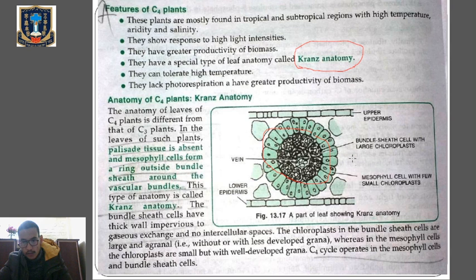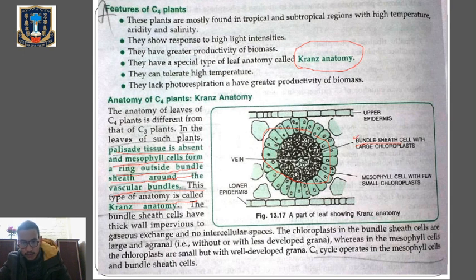Outside we will find the ring of mesophyll cells, and inside we will find the bundle sheath cells along with the vascular bundles, that means the xylem and phloem. So in such plants palisade tissue is absent and mesophyll cells form a ring outside the bundle sheath around the vascular bundle, and this type of anatomy is called Kranz anatomy. Here we have seen that this particular ring is mainly formed by the mesophyll cells, outside the bundle sheath cells and around the vascular bundles.